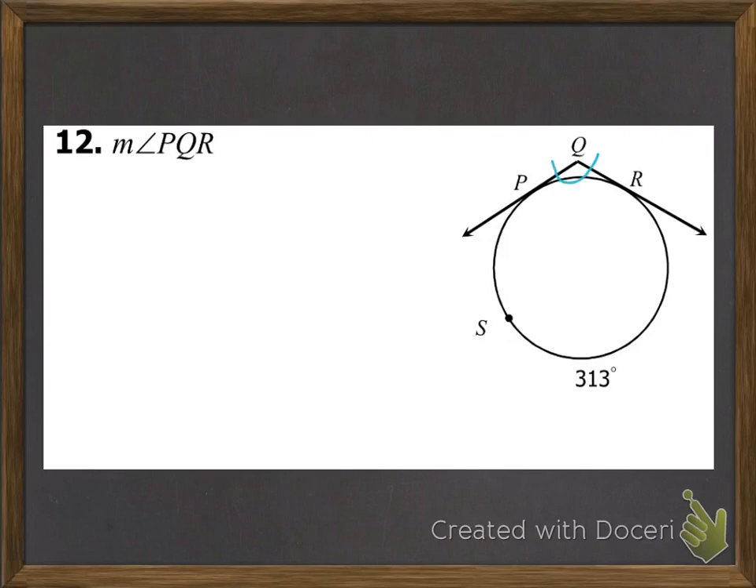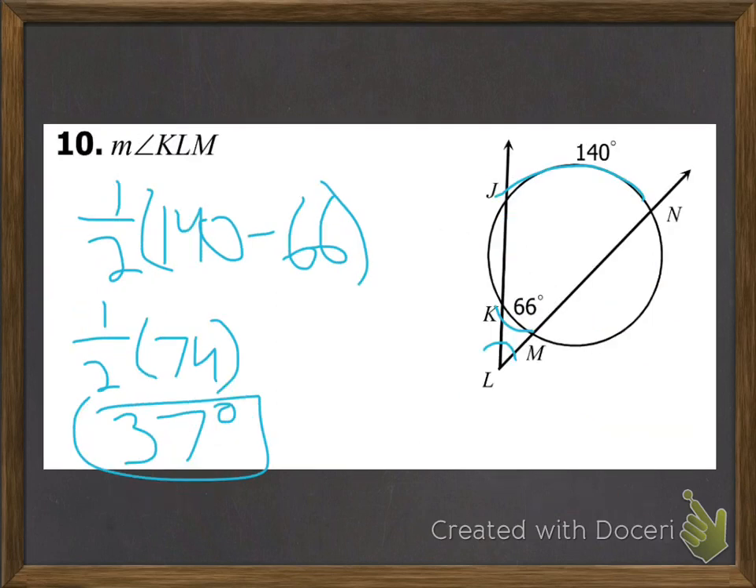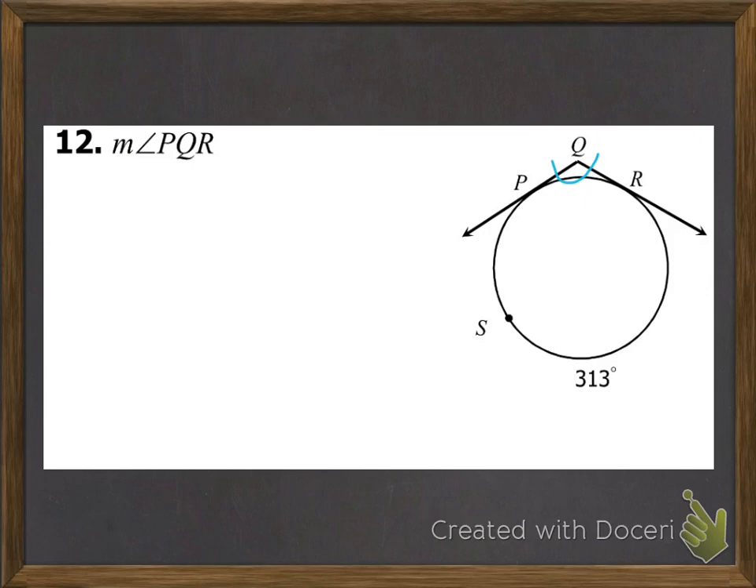Moving on to number 12, we want to find angle PQR here. And now we're actually looking at two tangents. This one was when you had a tangent and a secant. This one had two secants. So now we're looking at one with two tangents. And notice they only gave us the measure of this big arc right here.